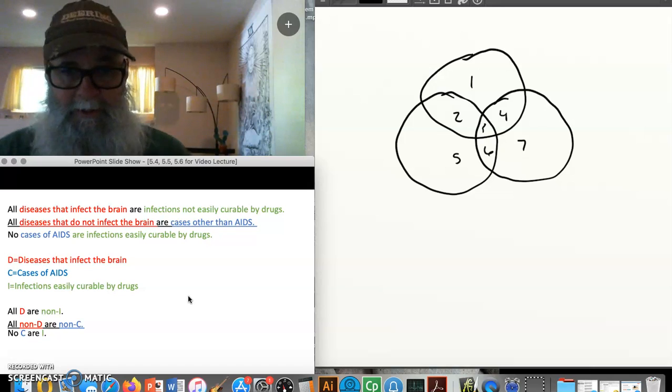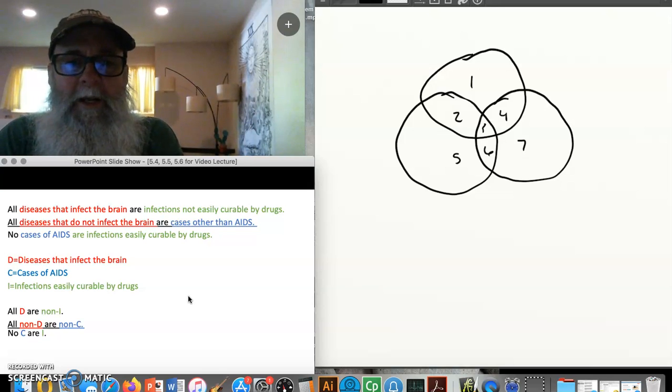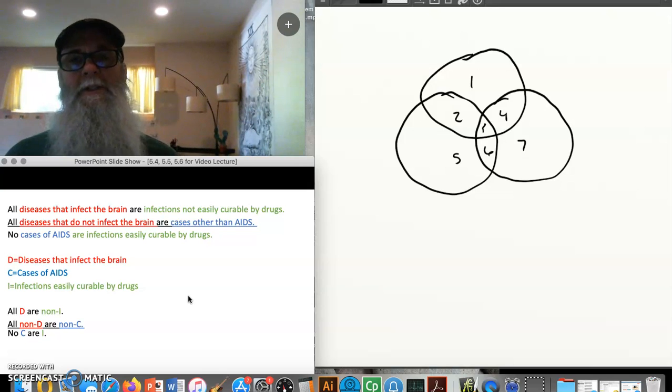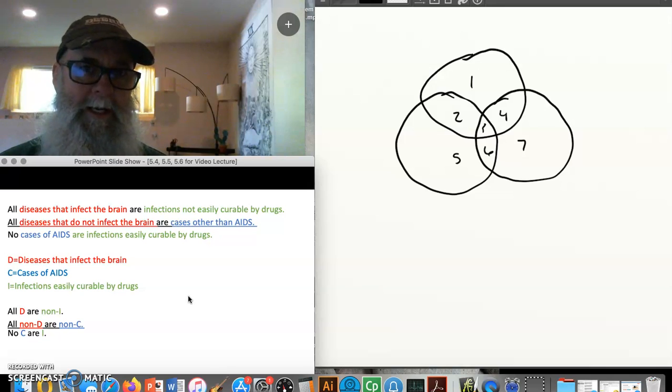All right, so I realize that when I obvert something, I change the quality, but not the quantity, and change the predicate term to its term complement.